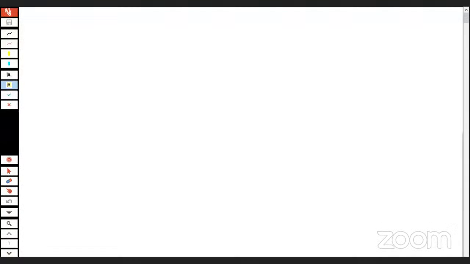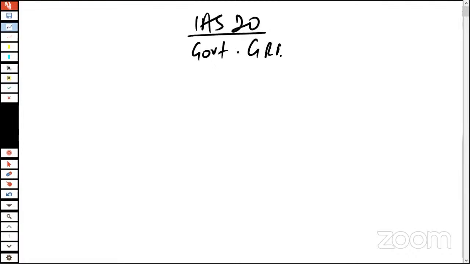Okay, so let's start off. We are going to be discussing the two accounting standards: IAS 20, the government grants, and IAS 23, borrowing cost. So let's start discussing IAS 20, which is the government grant. IAS 20, government grant, let's have a discussion about it.